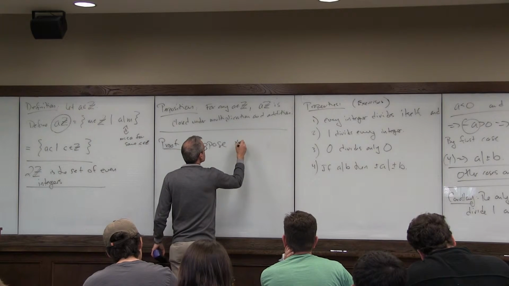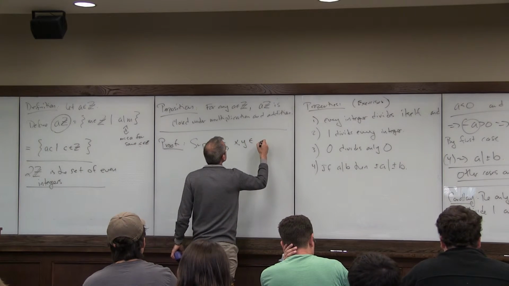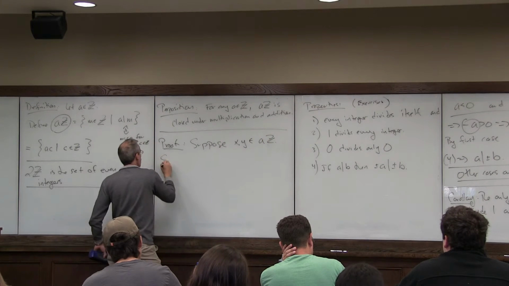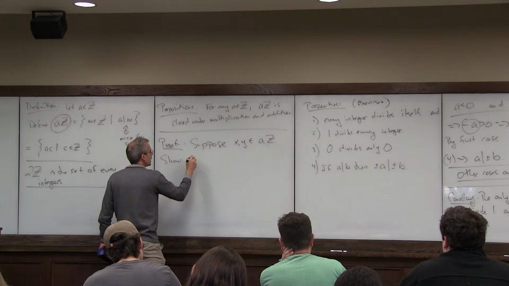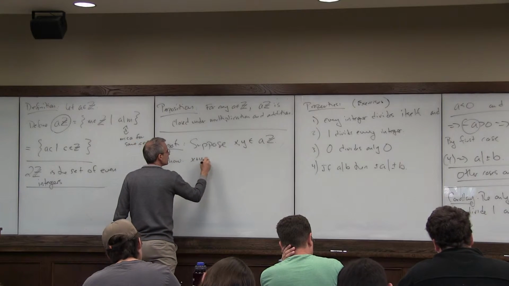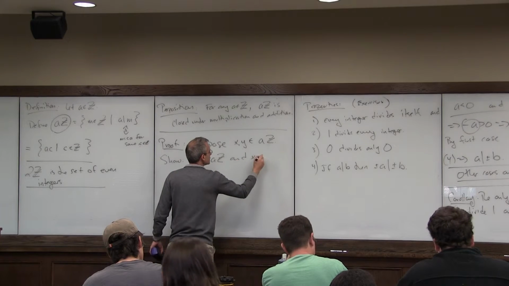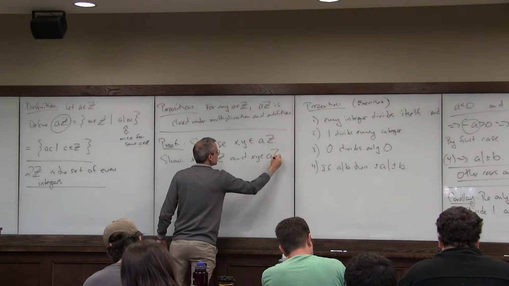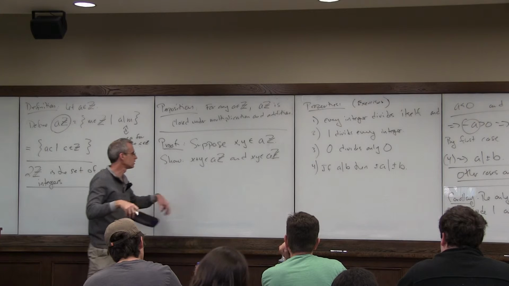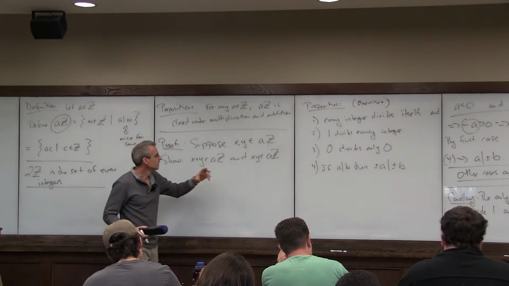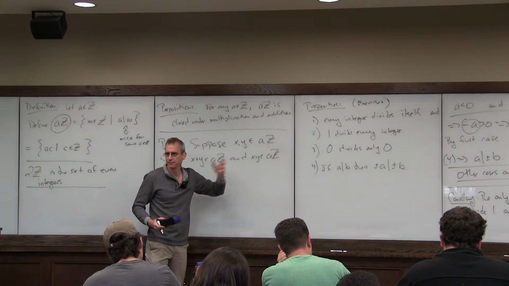So we'll call them x and y. And we're going to show that x plus y is an element of AZ and xy is an element of AZ. Okay, again, that's what it means to be closed under these operations. If you pick up two things in there, you add them, you're back in there. You multiply them, you're back in there.